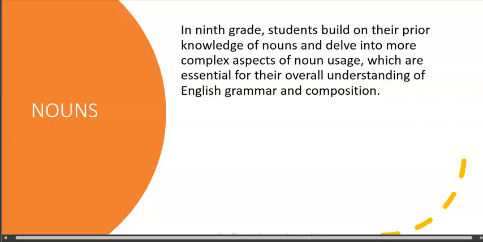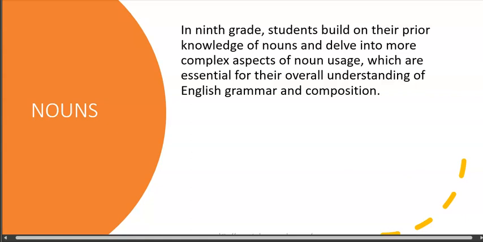So just to end on that, in 9th grade, we are expected to build on our prior knowledge of nouns and delve into more complex aspects of noun usage, which are essential for your overall understanding of English, grammar, and composition. So we noticed that in grade 7, we have a lot of writing to do. So that's why we remind ourselves about these nouns, because we want to be better speakers, better writers, or not even better, we want to be the best speakers and the best writers.